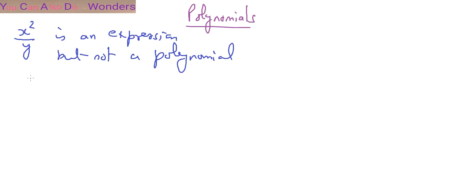Because x square by y can be written as x square into 1 by y, and 1 by y can be written as y power minus 1, correct. And see here, power of x is 2, but power of y is minus 1. So in a polynomial, the power of all variables should be whole numbers, but minus 1 is not a whole number, therefore this is not a polynomial.